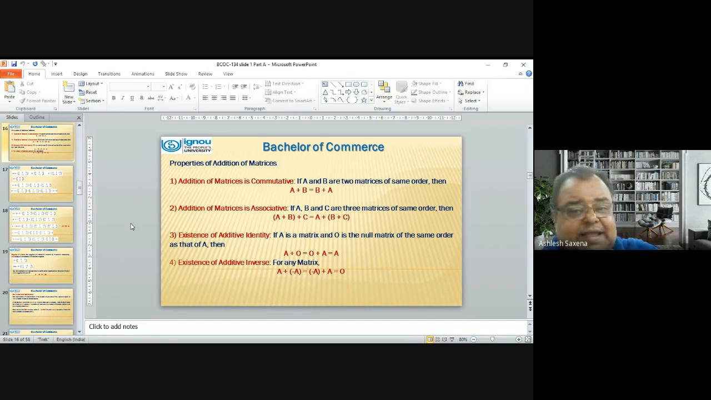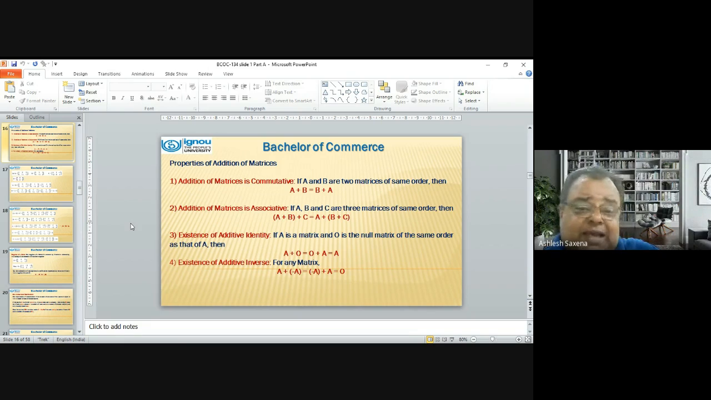Third one is existence of additive identity. Everybody we are aware of, as I told you earlier also, 0 is a null matrix. Mathematically we use it, but algebraically it does not have any importance. That means A plus 0 is equal to 0 plus A, and the answer will remain A.